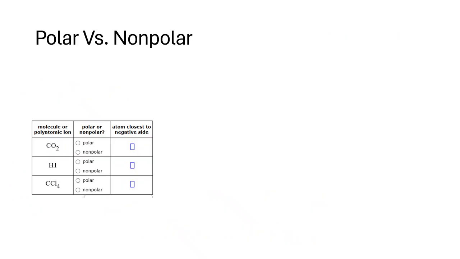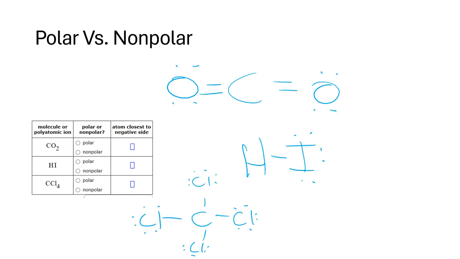Now, here are just some examples of polar versus nonpolar. So I drew the compounds just for time's sake, and if they're symmetrical and there's an even pull in all the directions, you know it is nonpolar. That CO2, very nonpolar. That HI is polar. CCl4, nonpolar. Now, when it comes to the positive or negative side, if electrons are being pulled in that direction, that's negative, that's positive.